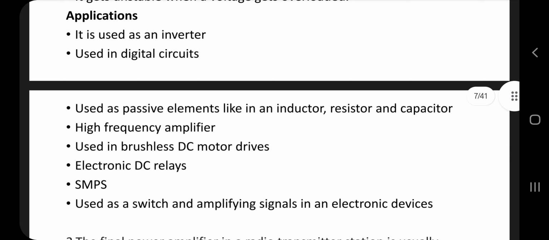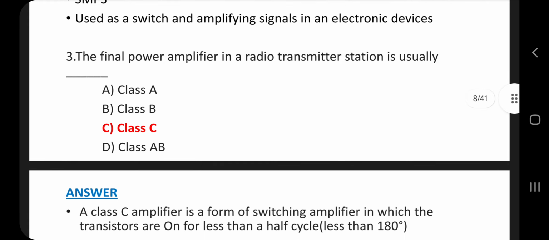Applications of MOSFET: it is used as an inverter, can be used in digital circuits, used as passive element like in an inductor, resistor and capacitor. It is used as a high frequency amplifier, used in brushless DC motor drives, electronic DC relays, and used in switch mode power supplies, used as a switch and amplifying signal in electronic devices.